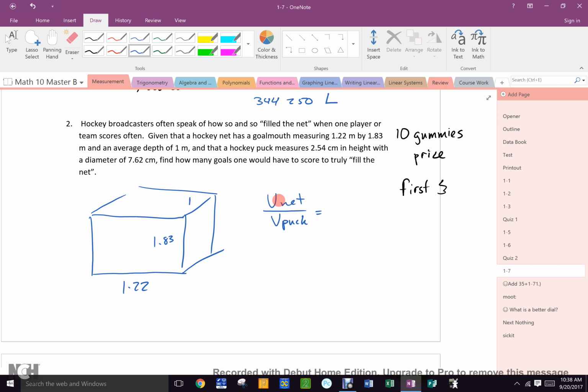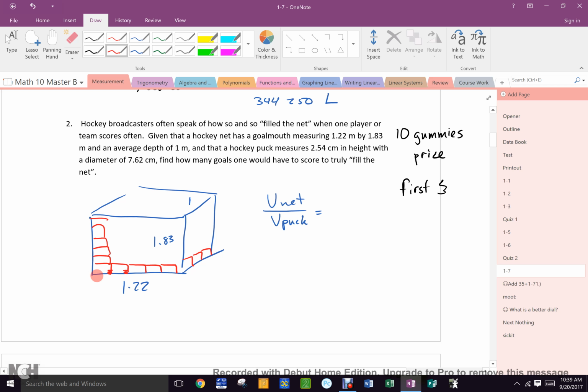What shape's a puck? It's a cylinder, right? So if I stack pucks, what is happening right there? There's empty space, isn't there? So can you do volume and volume? No. You have to figure out how many pucks you can fit across, then how many pucks you can fit up, then how many pucks you can fit in depth. Then you multiply. Does everybody understand?